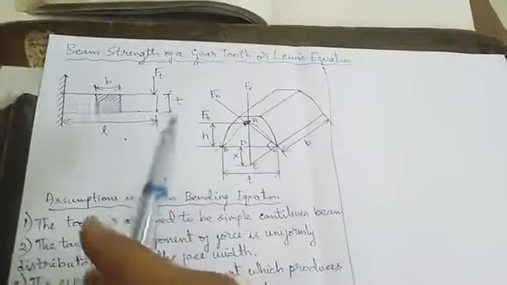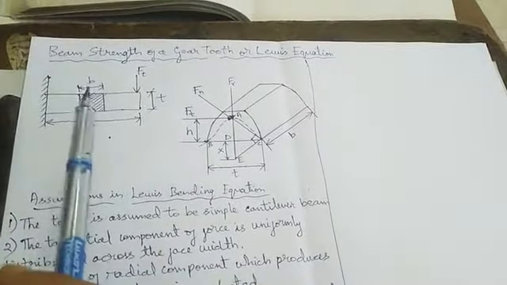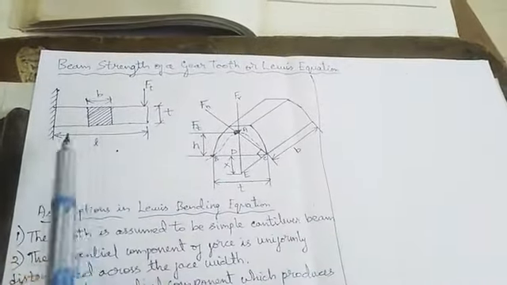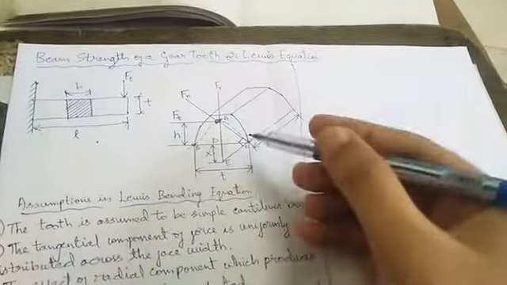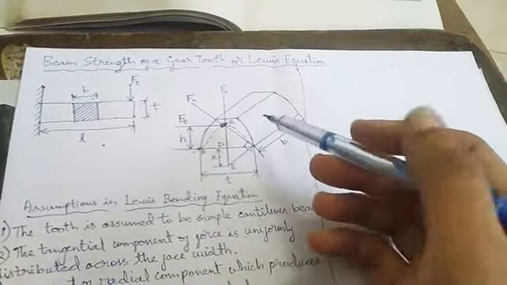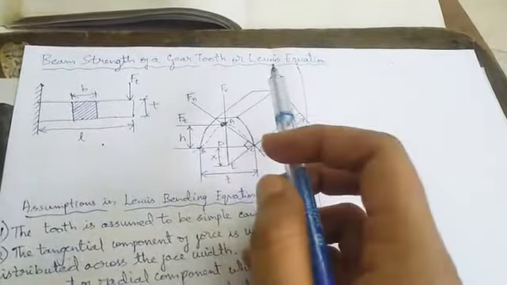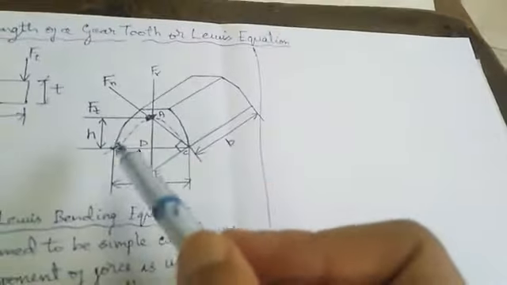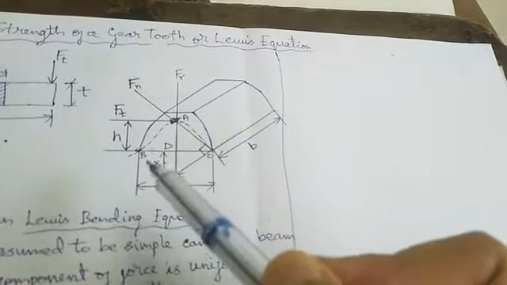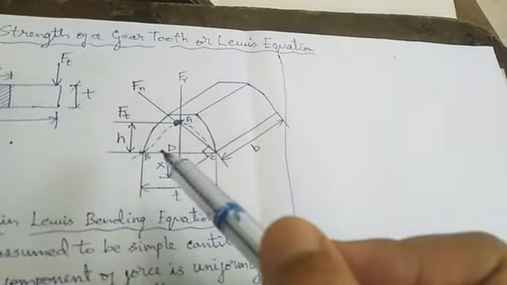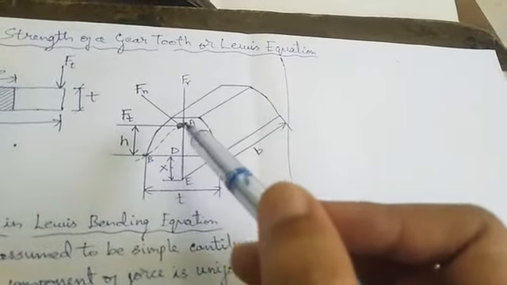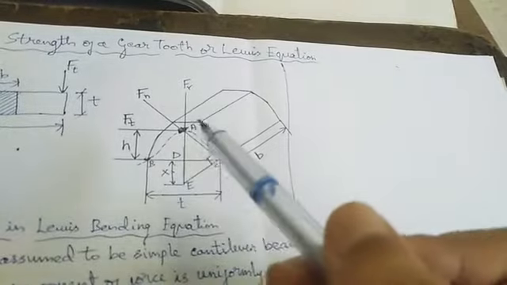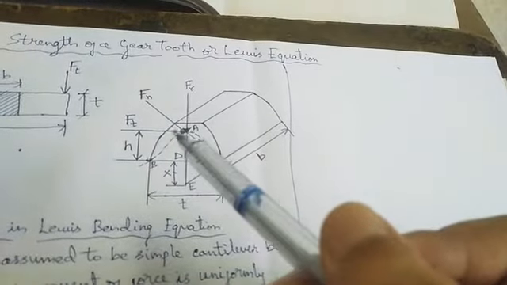Dear students, today we shall derive an important derivation, beam strength of a gear tooth, or Lewis equation. Here we have considered the single tooth of a spur gear, and we are going to derive the Lewis equation, or beam strength. So here, as you can see, this is a single gear tooth, and we are going to analyze the forces acting on it when it is transmitting the power, or when it is touching the mating gear.